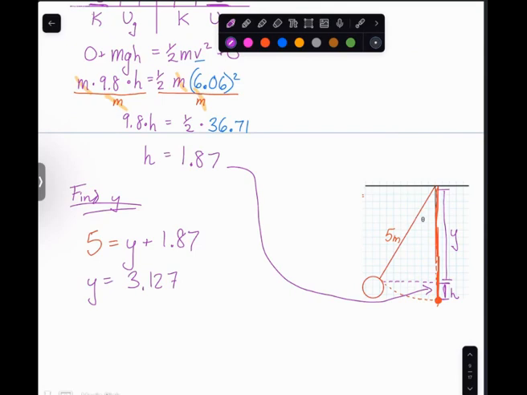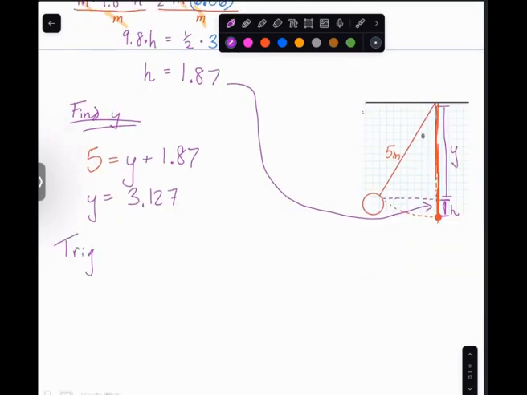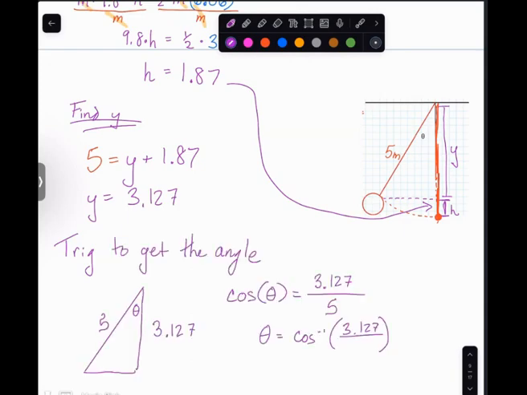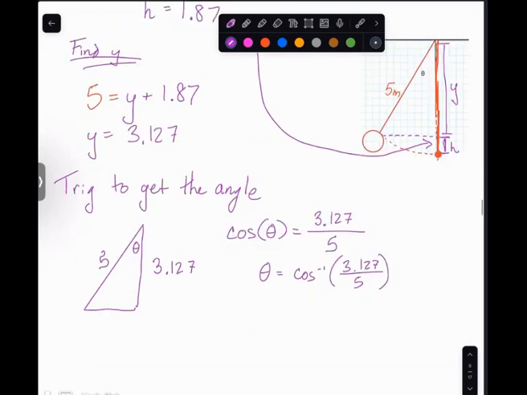So then we can do trig to get the angle. All right, so then the inverse cosine of 3.12 divided by 5, and I get an angle of 51.29.